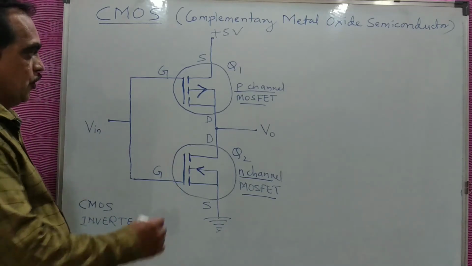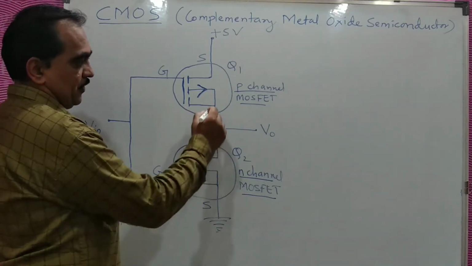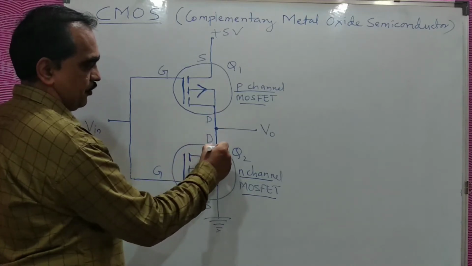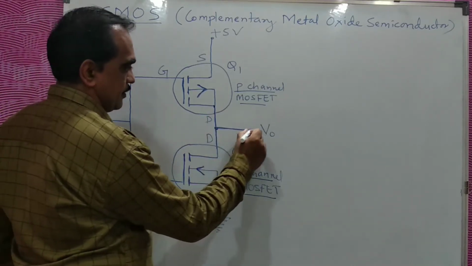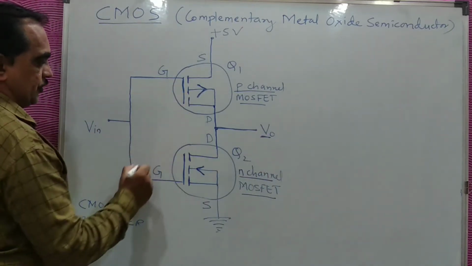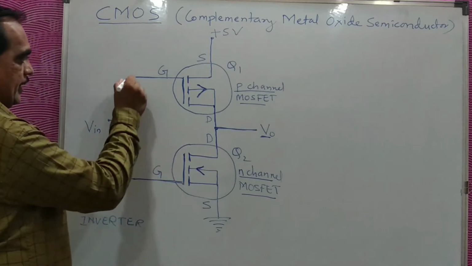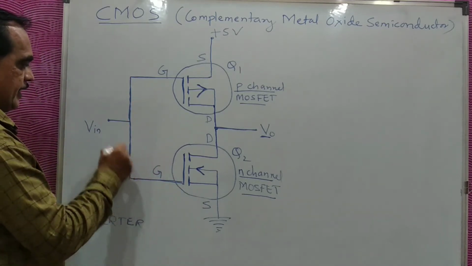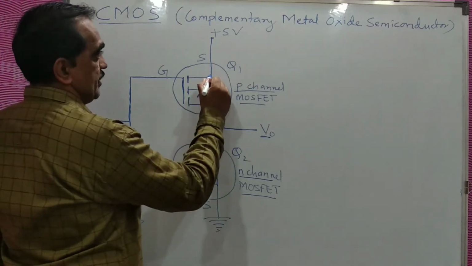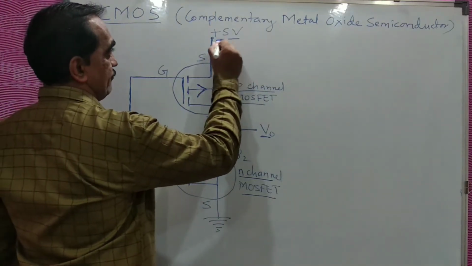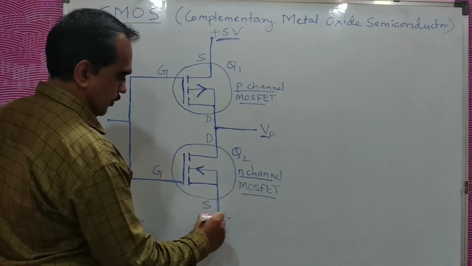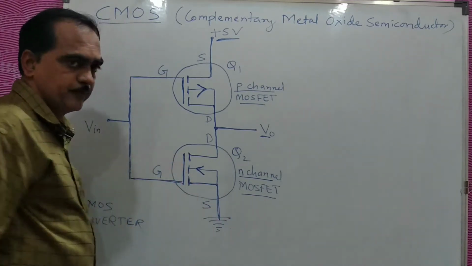Now the drains of both the MOSFETs are connected here. The drain of this MOSFET and the drain of this MOSFET are connected here and taken as the output. Similarly, the gates of both are taken together and given as one input. The source of the P channel is given to plus 5 volt and the source of the N channel is given to ground. This is ground.